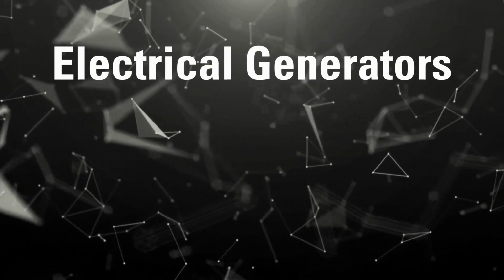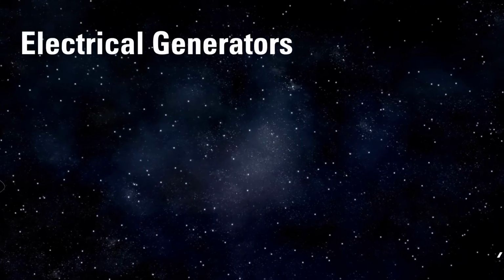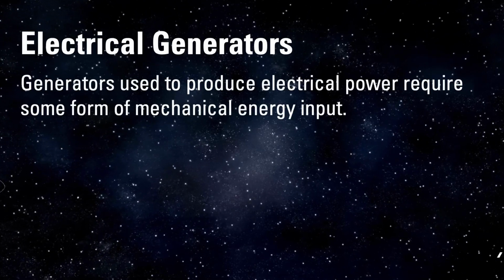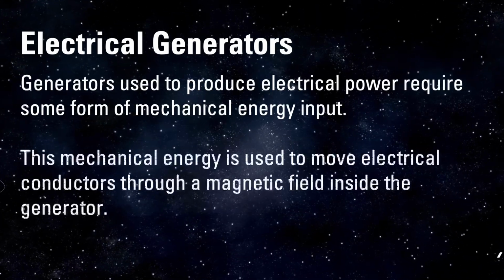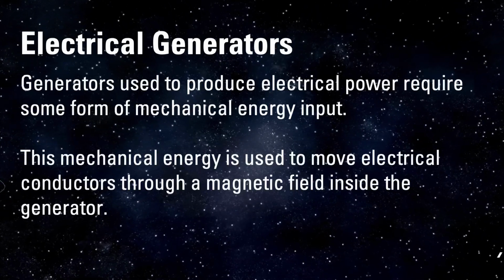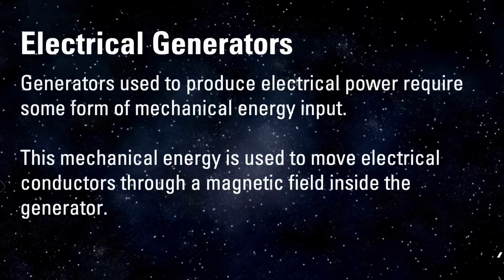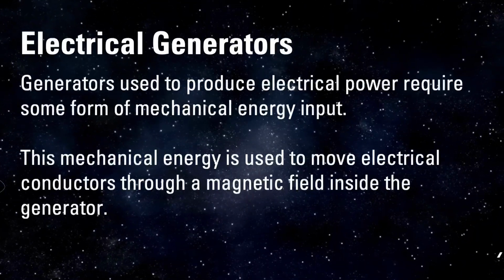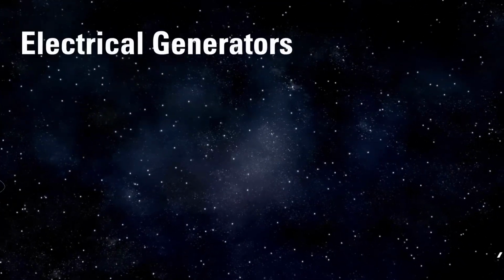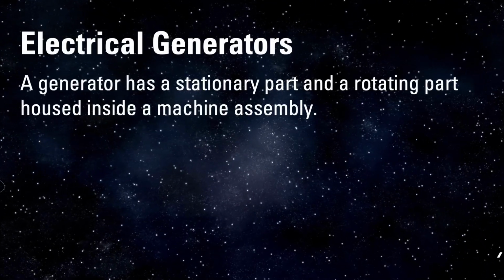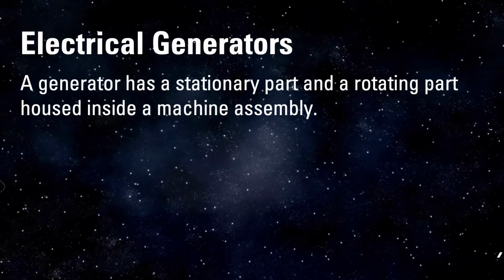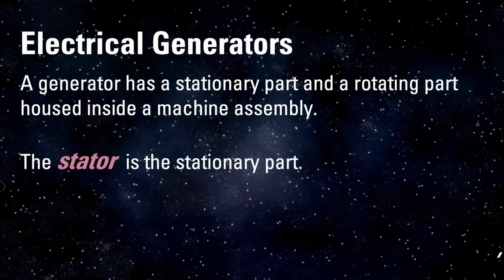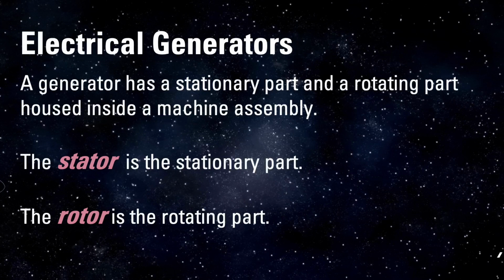We will now talk about electrical generators. Generators used to produce electrical power require some form of mechanical energy input. This mechanical energy is used to move electrical conductors through a magnetic field inside the generator. A generator has a stationary part and a rotating part housed inside a machine assembly. The stator is a stationary part and the rotor is a rotating part.